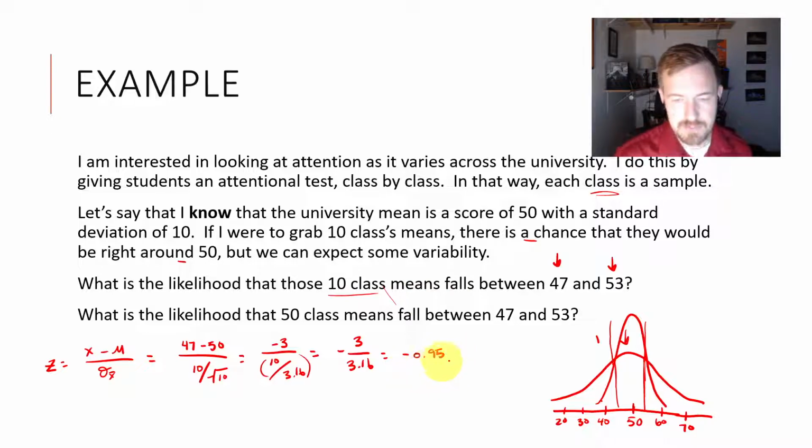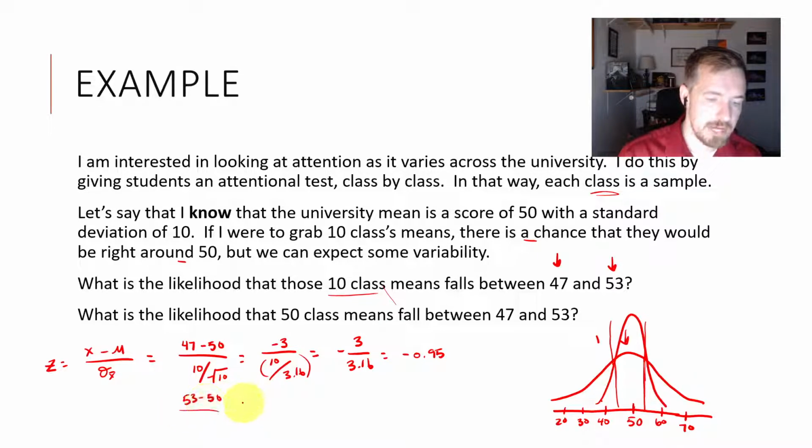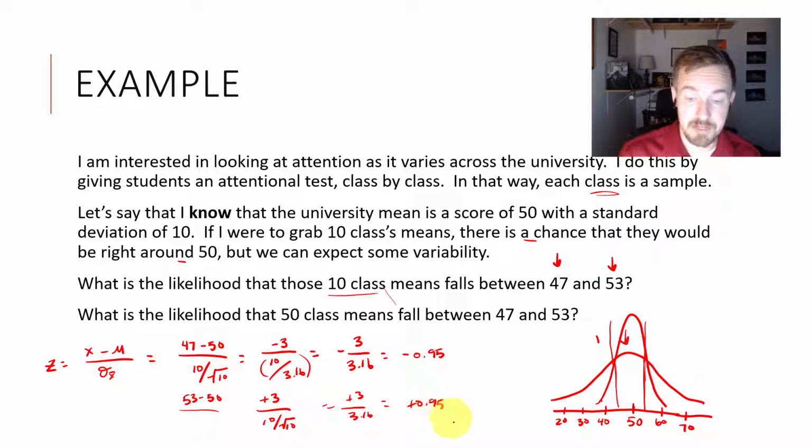So that's negative 0.95. And I'm going to do the same thing for 53. So I'm going to do 53 subtracted by 50 divided by all that, and that's going to give me positive 3 divided by 10 divided by the square root of 10. We already know what that is. So it's just going to be positive 3 divided by 3.16, which is going to be positive 0.95. All right, so those are our two z-scores.